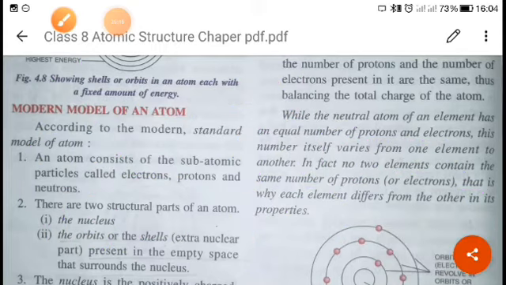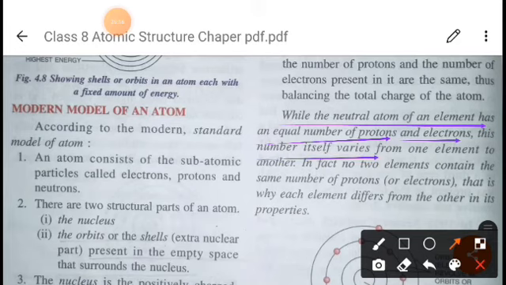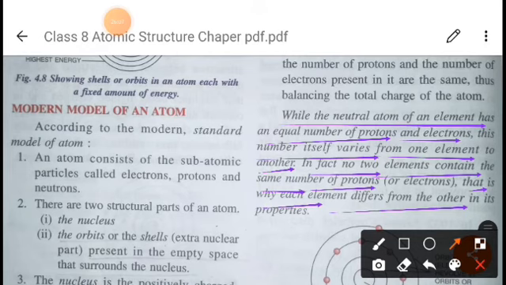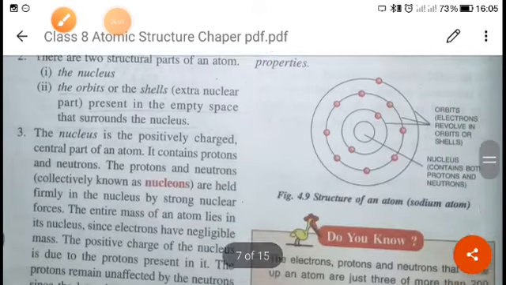So we can conclude like this: while the neutral atom of an element has an equal number of protons and electrons, this number itself varies from one element to another. In fact, no two elements contain the same number of protons, and that is why each element differs from the other in this property. I hope you have understood this, right?